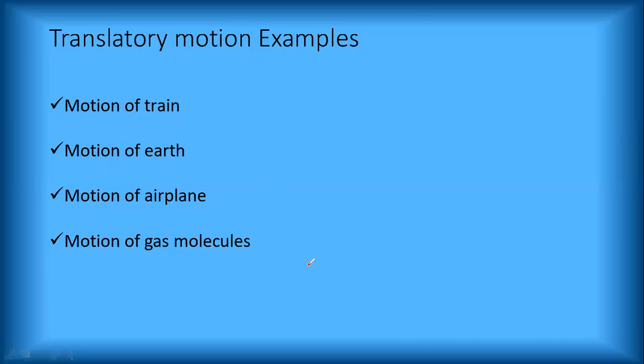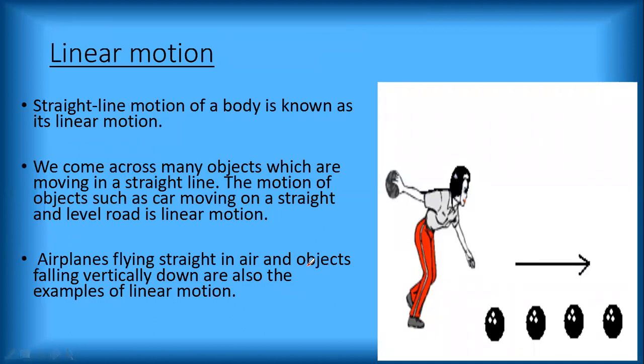If it matches linear translatory motion, it will be considered translatory. If it matches rotatory motion, it will be considered rotatory. If it matches vibratory, then it will be considered vibratory. So you should look to the type of motion and the condition and the situation. Linear motion. In this case, a ball is thrown. The straight line motion of a body is known as its linear motion.